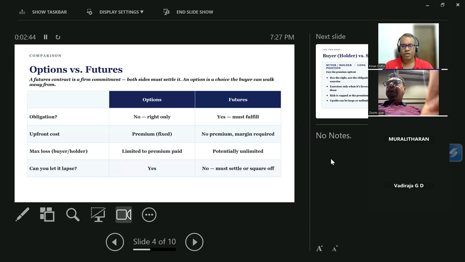Okay. Now, the last one is the most important point, please take a note of it. Can you let go of the expiry? That means, can you actually not honor the contract and let go of it? Absolutely yes. But in the case of futures, can you let go? No. You have to settle it, or you have to square it. Clear? Now, what we are trying to do is compare futures and options. Any questions here, guys?